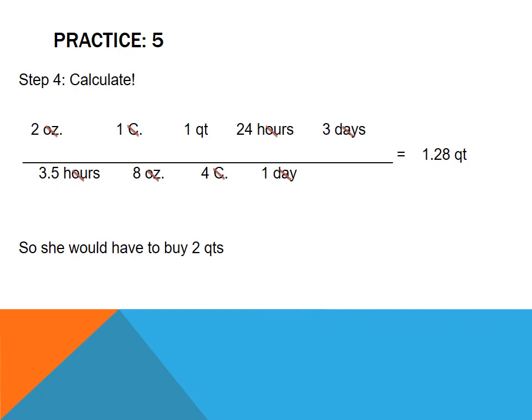Step 4. Calculate. Simply eliminate the symbols that are like symbols. Ounces, ounces, cups, cups, hours, hours, days, days, and then calculate. Do the math. You come up with 1.28. You round up to 2 quarts. So she should buy 2 quarts to last for 3 days.